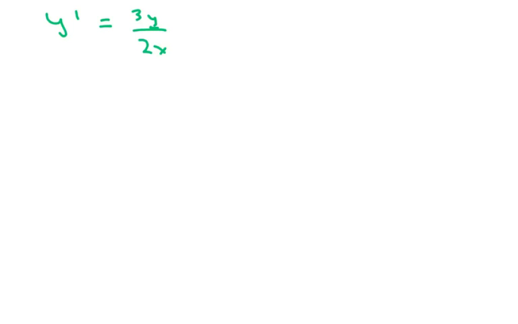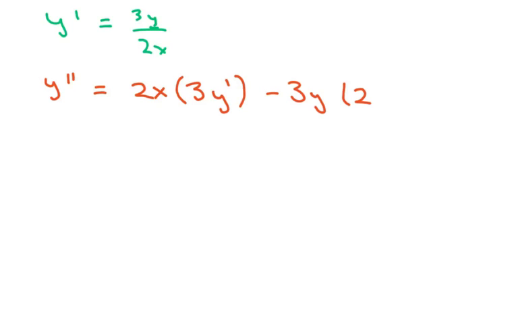Now we can take the second derivative. So the second derivative, we're going to use the quotient rule. So I'm going to take my 2x times the derivative of my numerator, which is 3, and then y prime. Then you subtract your 3y times your derivative of the denominator, which is 2, all over 2x squared.